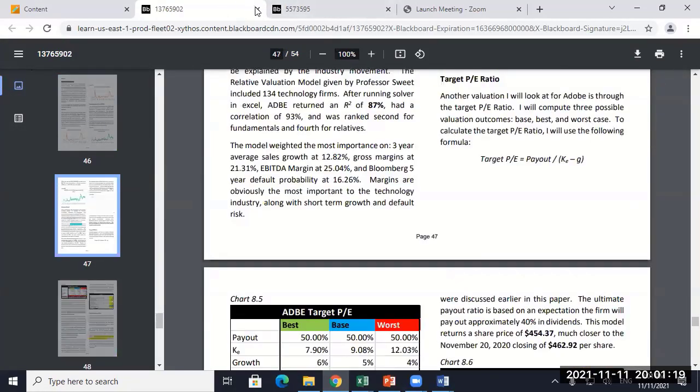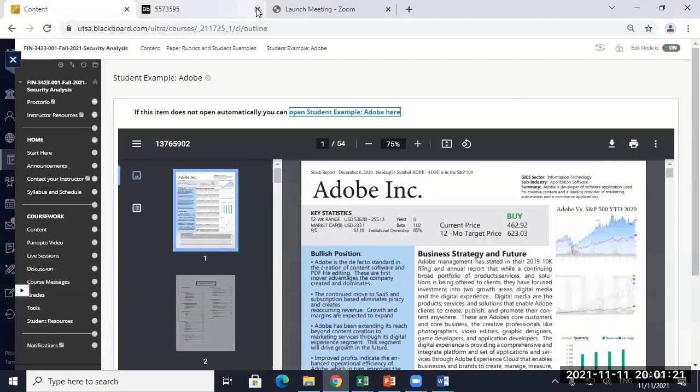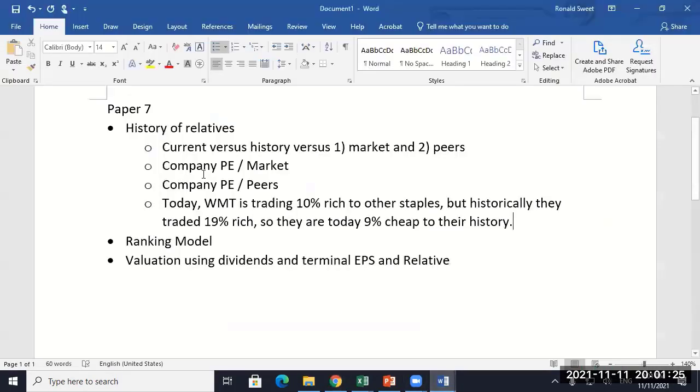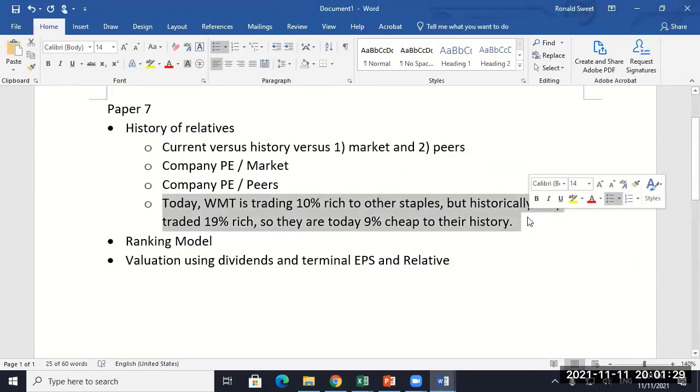All right, so it's fairly straightforward, not a difficult part. The main thing is that you try to make this sound really cool if you're talking to non-finance people. Say, yeah, Walmart's trading cheap to its history, especially if you're trying to impress people. It's like, yeah, they're 10% rich to their industry, but that's still 9% cheap to their history. And you sound like a finance person, right?